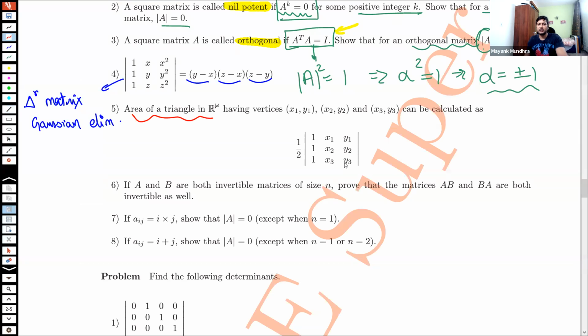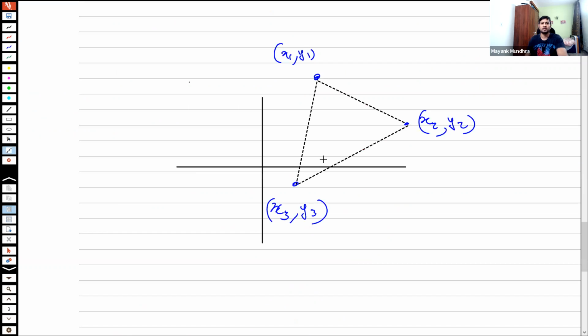This is asking that the area of the triangle can be calculated using this determinant. Okay, so if you use this determinant, then you can calculate the area of this triangle. So this is a tricky one, so I'll do it for you.